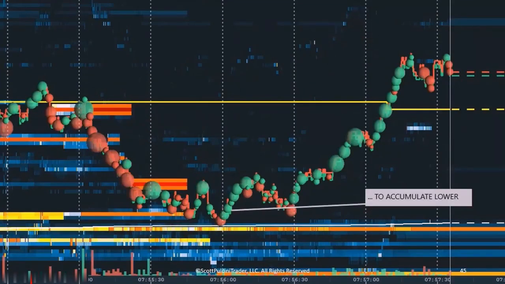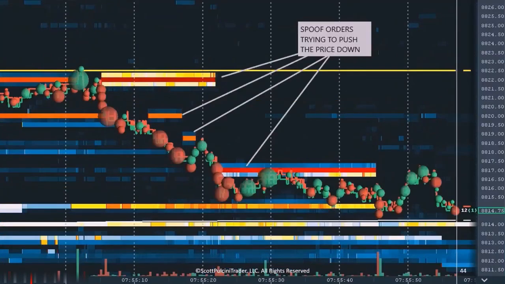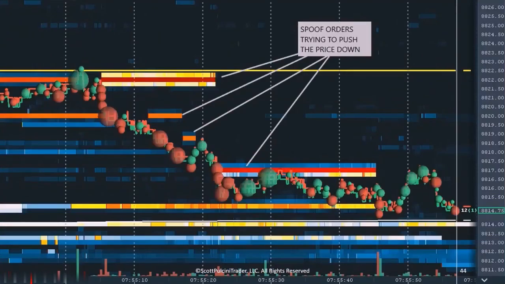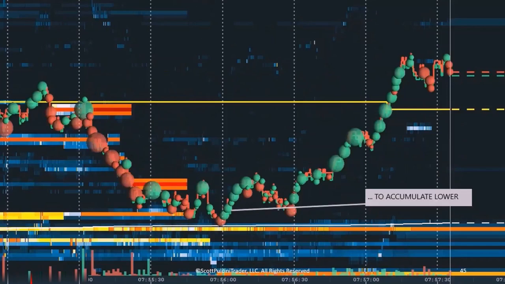This is the same day, just a different view, a little later in the day. Price moves down, they accumulate lower down here, it goes to meet those buy orders, and then price comes all the way back up. They take the spoof orders off, and they are free to take these buyers up.